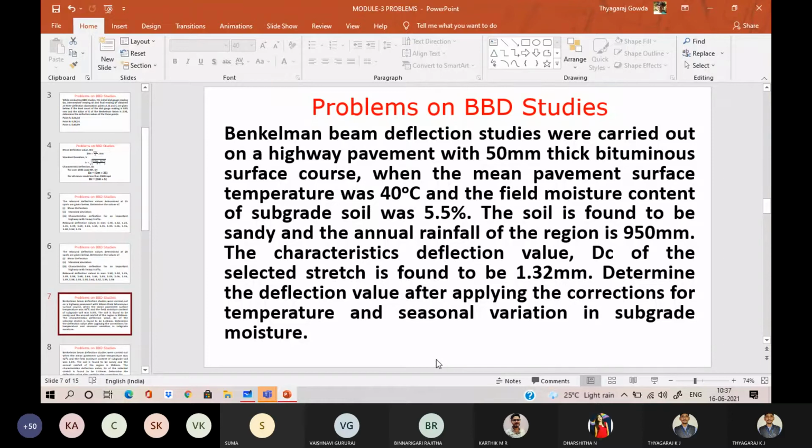So these are the type of problems you are going to get in this BBD study. Whenever they ask these types of simple problems, they will ask for 4 marks. Not other than 4 marks. They are going to ask only for 4 marks.